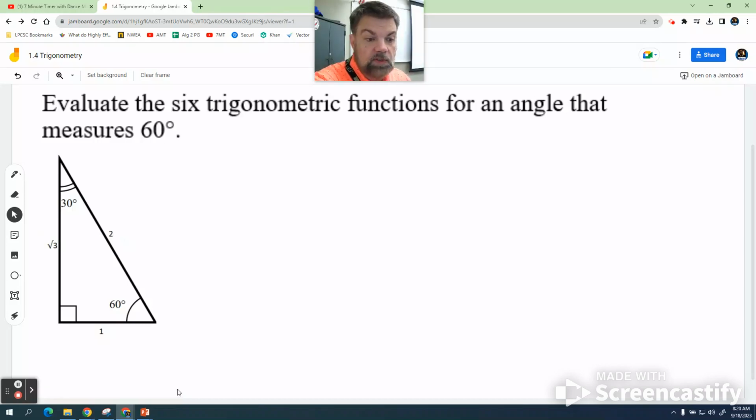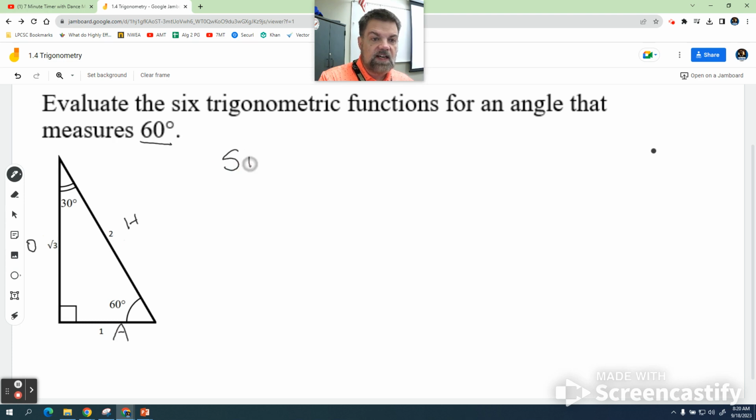So let's look at this. If we write all 6 trig functions, I think the first thing we need to think about is what's what. So if this is my 60 degree angle, that means this is my opposite, right? This is always going to be my hypotenuse because it's across from the 90-degree angle, and this one is touching, so this is the adjacent.